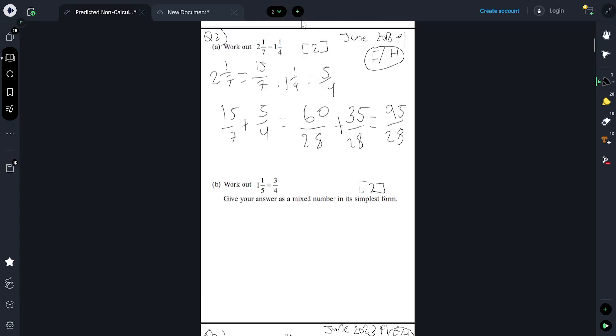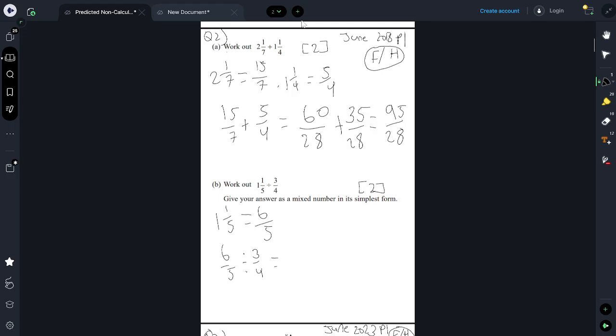Okay, now for part B. Work out this division. So exactly the same way. We have a mixed number. Firstly, convert it into an improper fraction. So it's 1 times 5 is 5, add the 1 is 6. So this would be 6 over 5. So now we want to do 6 over 5 divided by 3 over 4. Make this a bit messy.